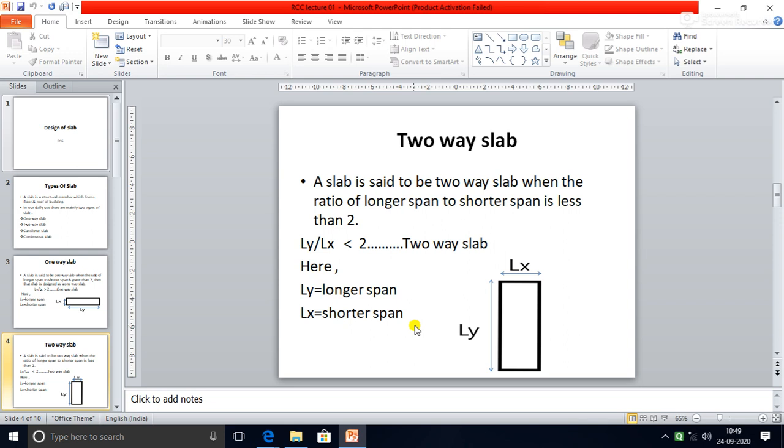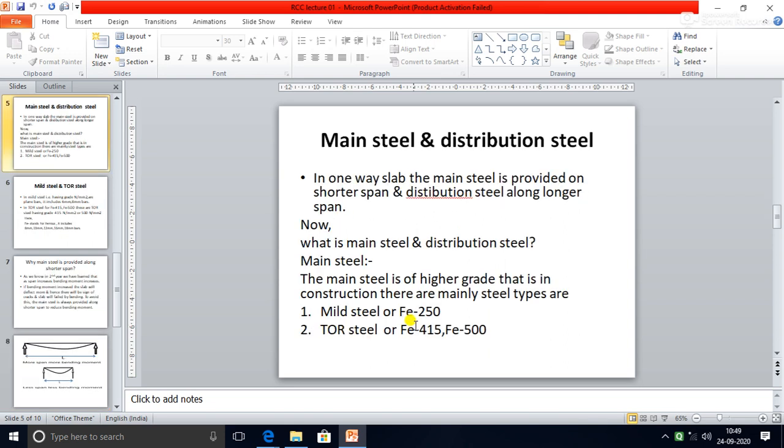So next is main steel and distribution steel. Then we have to remember what main steel and distribution steel are. In a one-way slab, the main steel is provided along the shorter span, while the distribution steel is provided along the longer span.